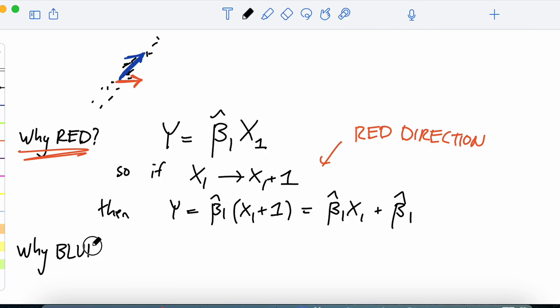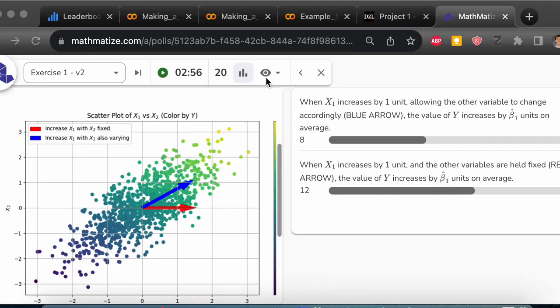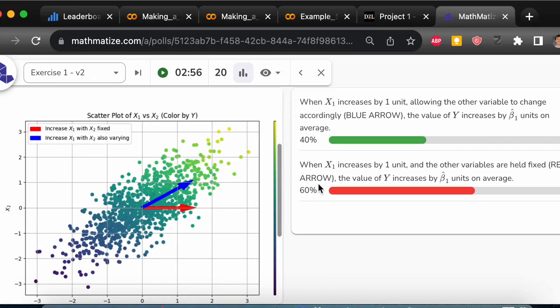Anybody want to say why blue? The blue people are nervous. Okay, maybe this will help the blue people. Let me help the blue people have some confidence. The blue arrow is correct. The red arrow is wrong. So if you're on team blue, now will you say why you thought blue?